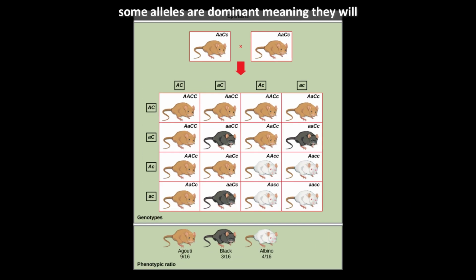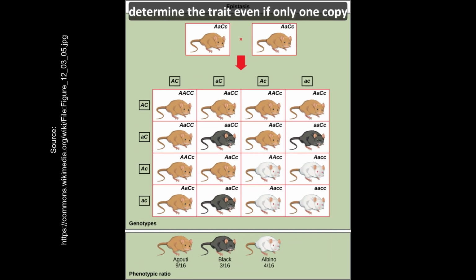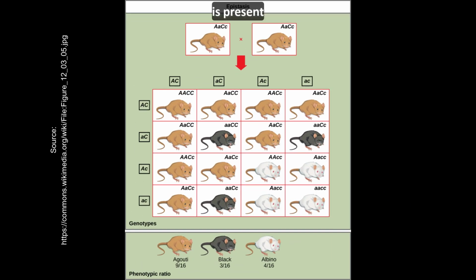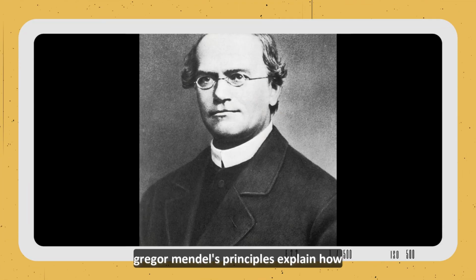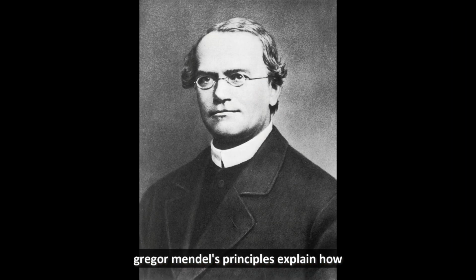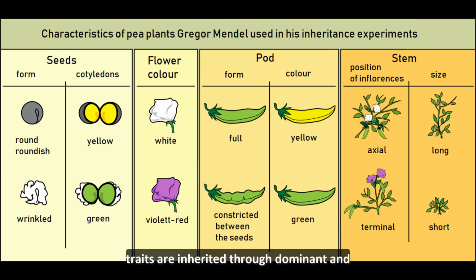Some alleles are dominant, meaning they will determine the trait even if only one copy is present. Others are recessive and will only determine the trait if both copies of the gene have the recessive allele. Gregor Mendel's principles explain how traits are inherited through dominant and recessive alleles, leading to predictable patterns of inheritance.